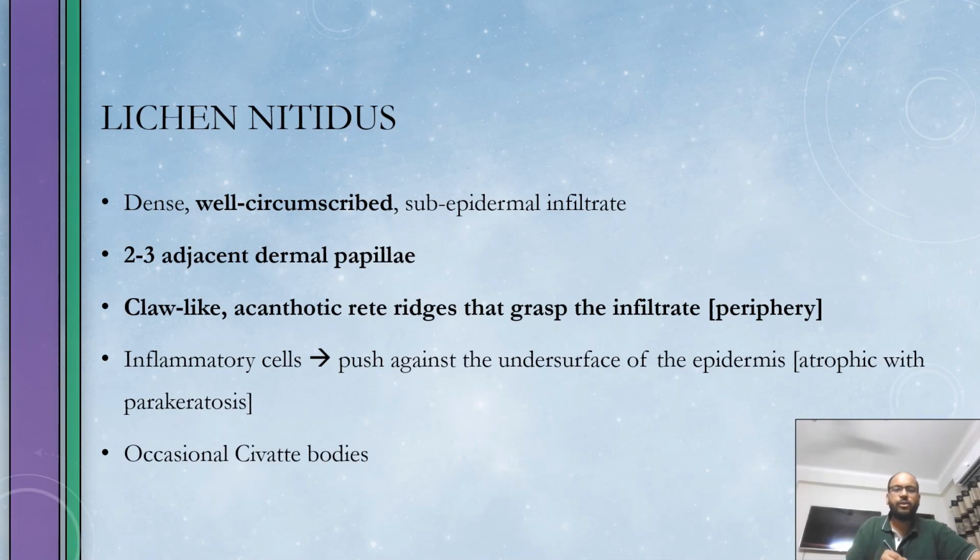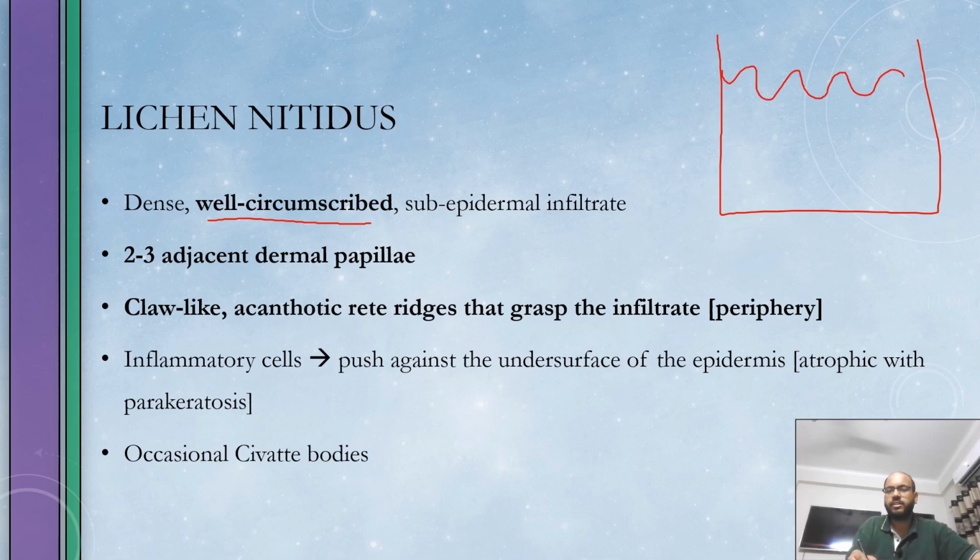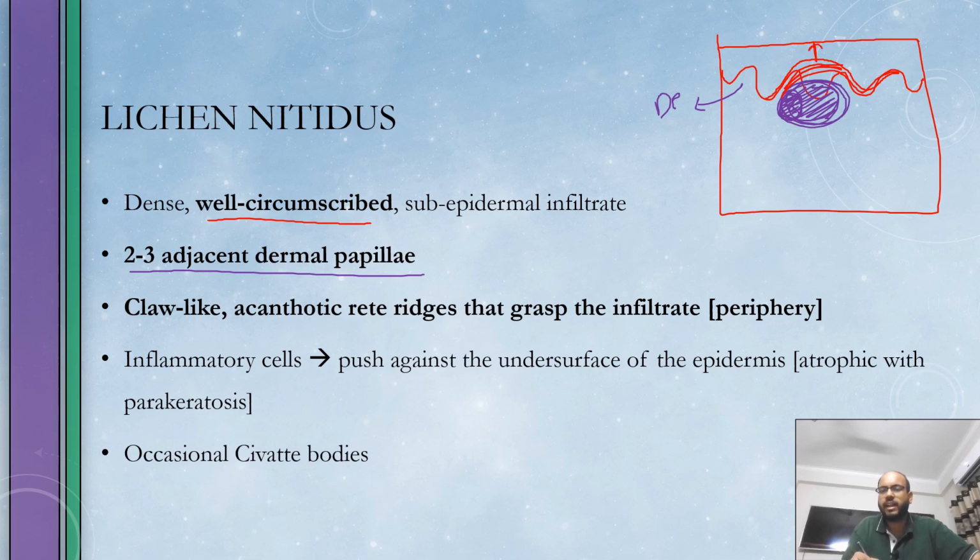In Lichen Nitidus, you have a well circumscribed infiltrate. So what essentially happens is you have a biopsy, you have the dermoepidermal junction, and in Lichen Nitidus, the infiltrate is very well circumscribed. It involves 2 to 3 adjacent dermal papilla. So this part of the dermis which goes inside the epidermis is known as dermal papilla. So the infiltrate will involve about 2 to 3 dermal papilla. And wherever the infiltrate is present, it will lead to flattening of the epidermis. So here you can see the epidermis is flattened.